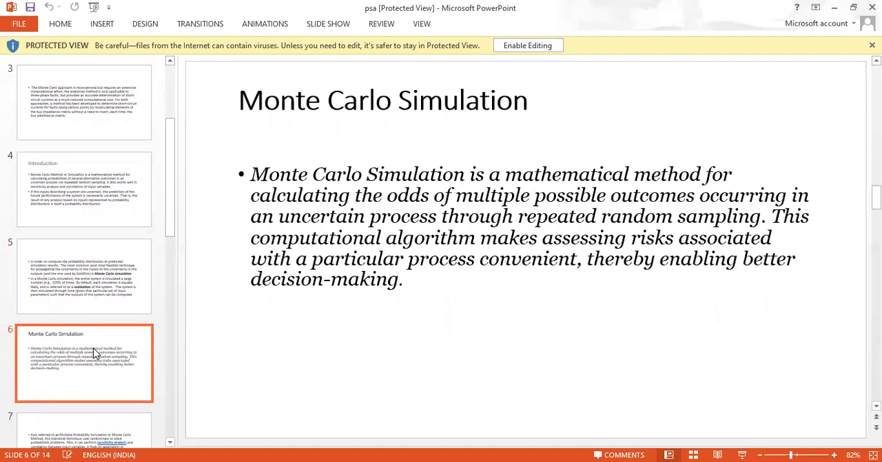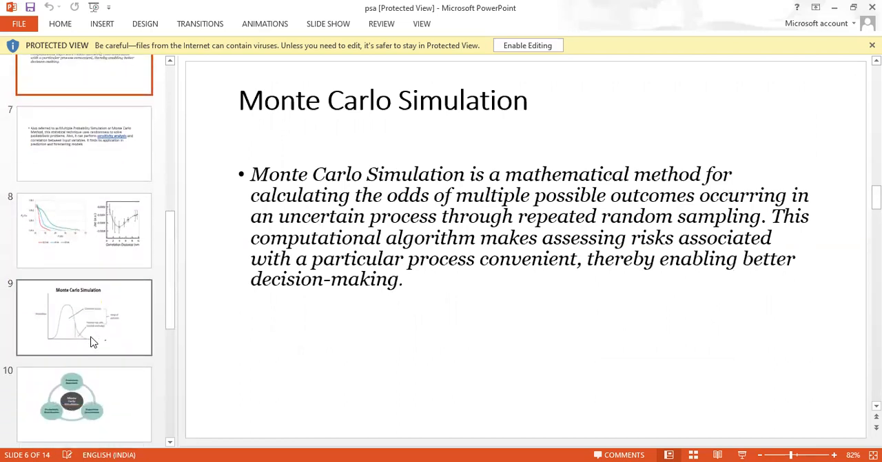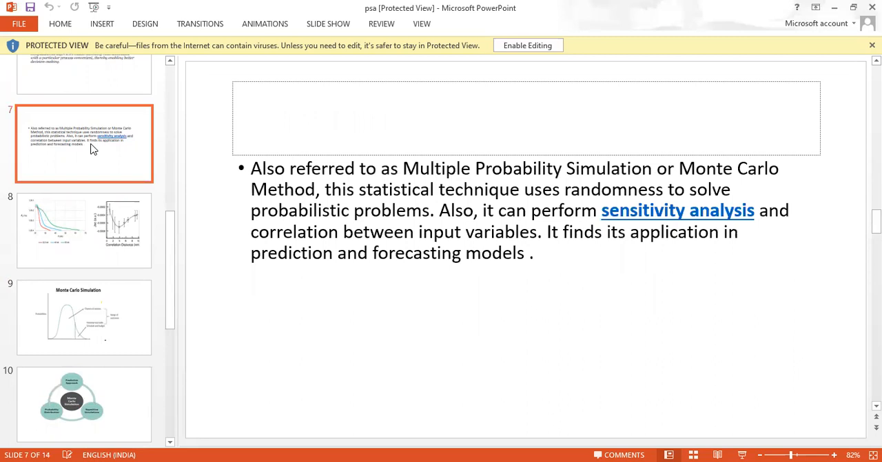Monte Carlo simulation is a mathematical method for calculating the odds of multiple possible outcomes occurring in an uncertain process through repeated random sampling. This computational algorithm makes assessing risk associated with a particular process convenient, thereby enabling better decision making. It is also referred to as the multiple probability simulation or Monte Carlo method. This statistical technique uses randomness to solve probabilistic problems. Also, it can perform sensitivity analysis and correlation between input variables. It finds its application in prediction and forecasting models.